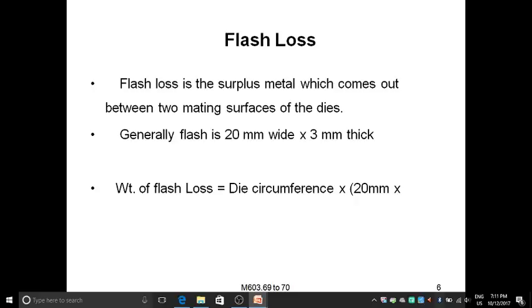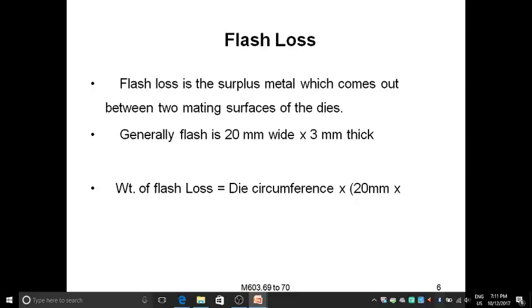If you are calculating for another cross sectional area, you have to calculate the circumference, and then you calculate the volume of the loss. You calculate the volume with the length, which here is the perimeter, then the width and thickness will give you the volume.